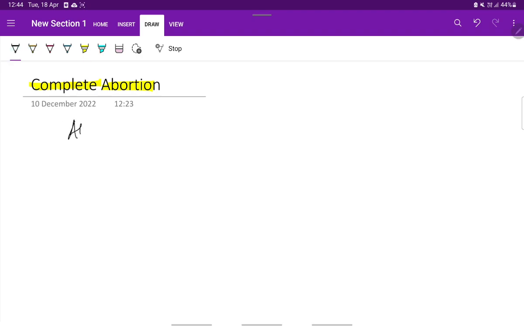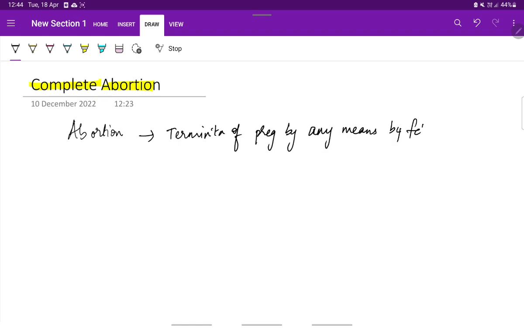Firstly, what is abortion? Definition: abortion is the termination of pregnancy by any means before the fetus becomes viable. Viability refers to the period from which the fetus can live independently.